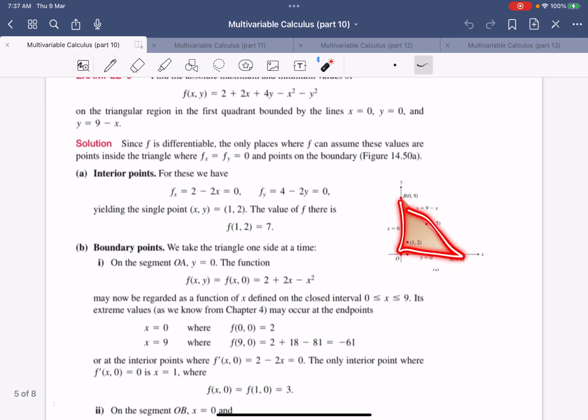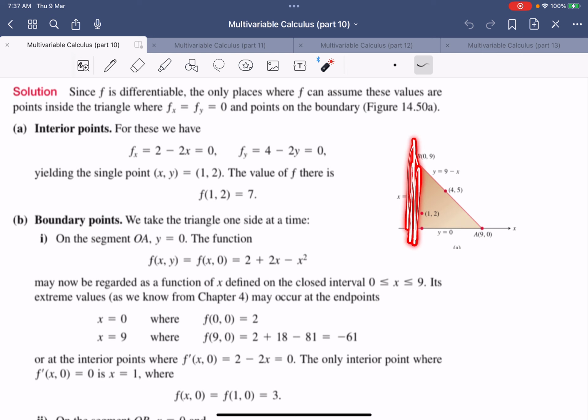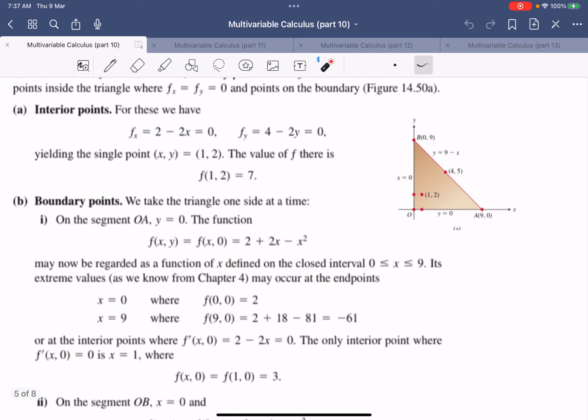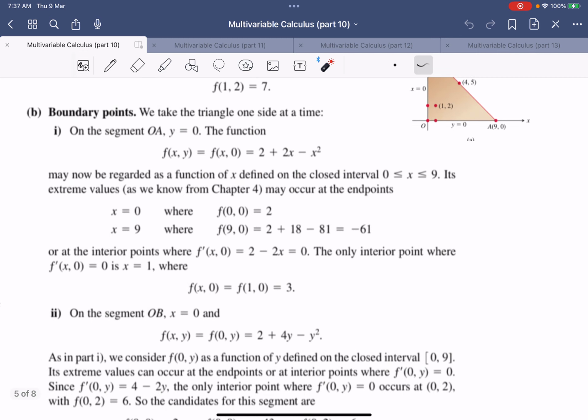Then along the boundary, we want to maximize. Let's take this boundary first, so x equals 0, and we get this result. Then we take y equals 0, and we get 2 plus 2x minus x squared. We check that when x is 0 it is 2, and when x is 9 it is minus 61. And this function has its own critical value at 3.